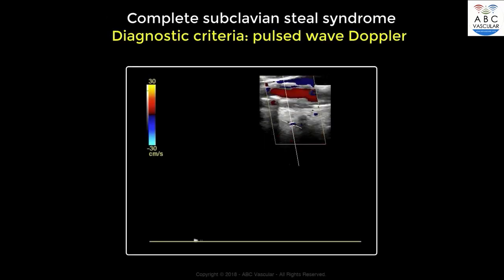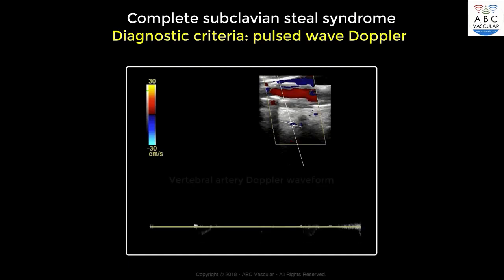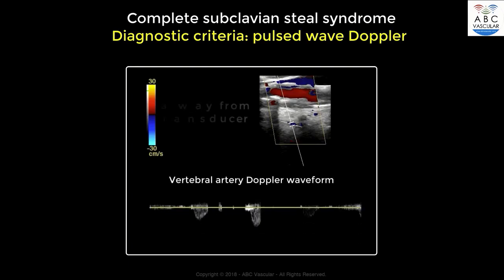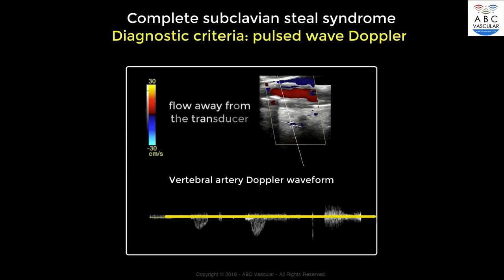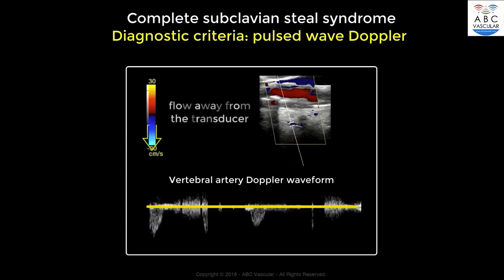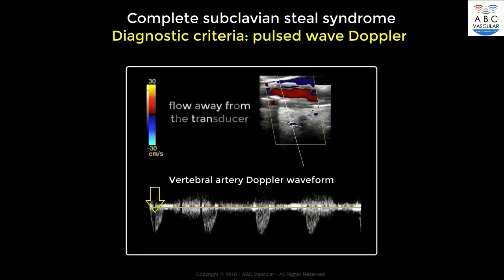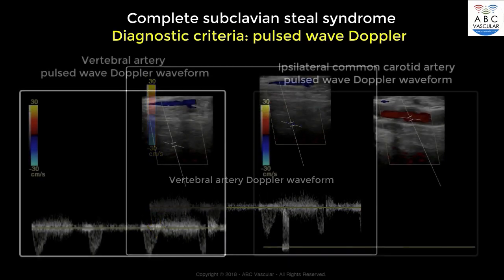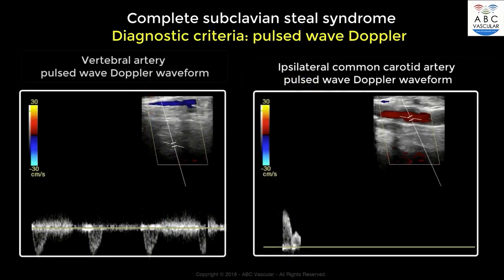is the Doppler waveform. Simply obtain a Doppler waveform from the vertebral artery and observe the direction of the flow. In this example, the vertebral artery Doppler waveform is below the baseline and therefore indicates that the flow is directed away from the transducer. This criterion is used to confirm the color Doppler flow findings.